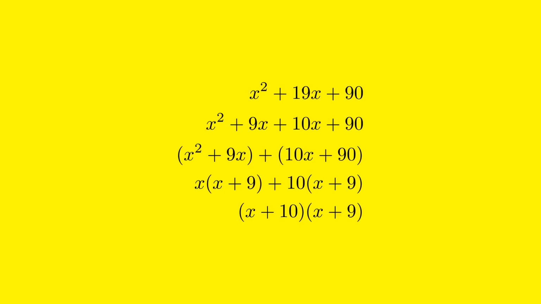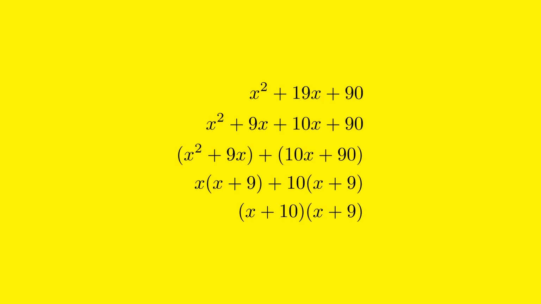Step 2. Now that we have rewritten the quadratic expression, we have x squared plus 9x plus 10x plus 90. This step is key because it allows us to use grouping to factor the expression further. Group the terms in pairs as follows: x squared plus 9x and 10x plus 90. This alters the problem by breaking it into two smaller binomials.